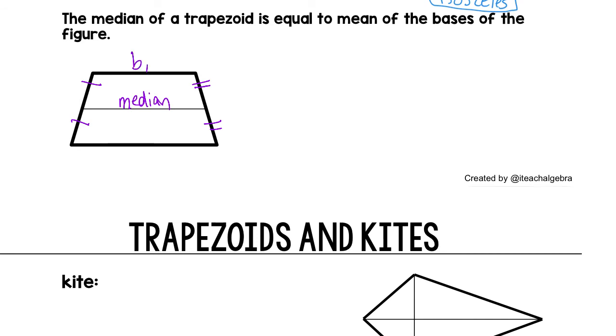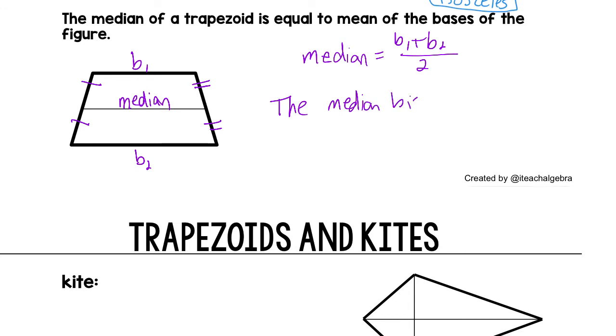We're going to call this base 1 on top and base 2 on the bottom. It doesn't matter which one is which. You could name them either way. But I like calling the one on top B1. The equation for the median is base 1 plus base 2 over 2. And like I put on the shape, the median bisects the sides of a trapezoid.